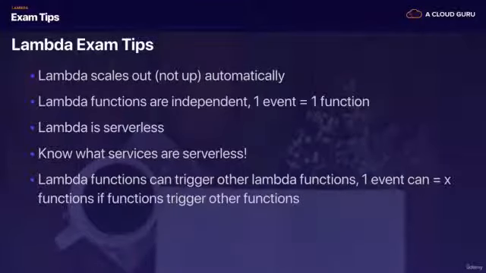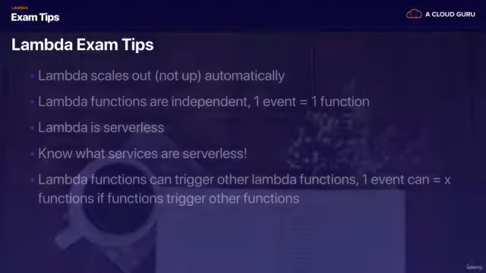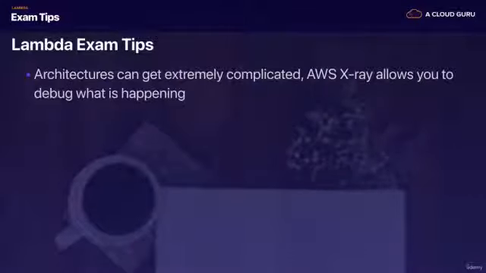It's a virtual machine. And then just remember that Lambda functions can trigger other Lambda functions. So one event can actually equal X number of functions if functions are triggering other functions. So you could have one event which triggers 5 or 10 or 15 or 20 different Lambda functions. And then just remember that architectures can start getting extremely complicated with Lambda, and it can be really difficult to debug these. And that's what the AWS X-Ray service allows you to do. It allows you to go in and debug what is happening with Lambda. We're not going to have a lecture on X-Ray because literally all you need to know is what it is. It helps you debug your serverless applications.